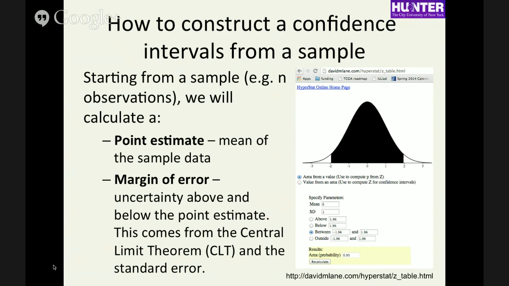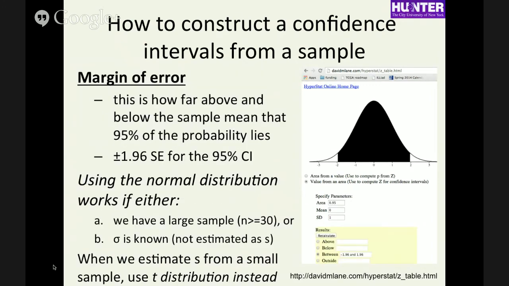And then we're going to use the central limit theorem and that part 2 that related the standard error to the standard deviation, and calculate a margin of error. I'll show you how to do that. The margin of error is how big the confidence interval goes above and below the point estimate. This is just an example of a 95% confidence interval. It's how far above and below 95% of the probability in the sampling distribution lies.